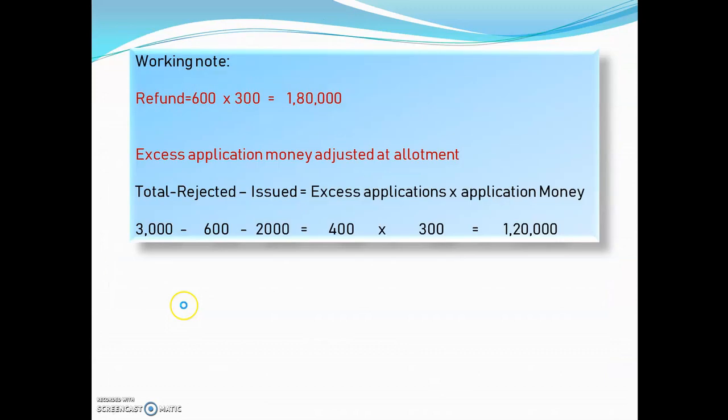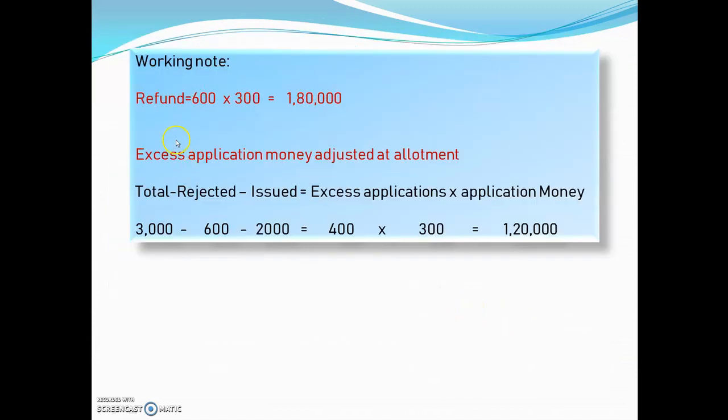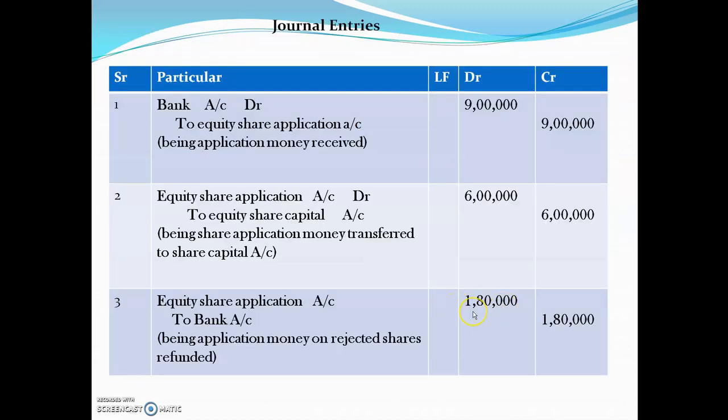The next entry, that is the third, is the rejection entry, that is equity share application account debit to bank account, and we have to write the amount in debit column 1,80,000 and in credit column 1,80,000. This amount we did in the working note, that is 600, the number of shares rejected by the company, multiplied by the application money per share, that is 300. So the total amount is 1,80,000. Being application money on rejected shares refunded, means this 1,80,000 is refunded back to the public. So this is the new entry, that is the rejection entry.